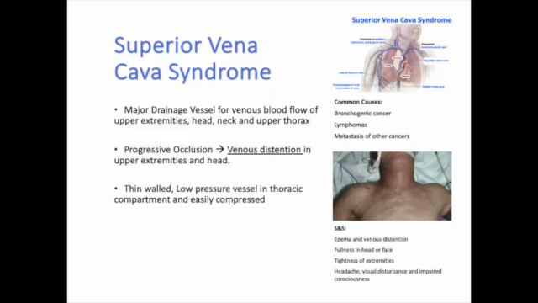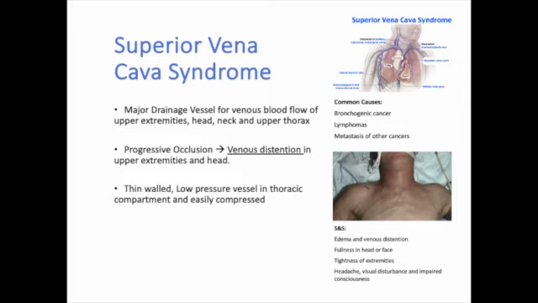Superior vena cava syndrome is often a syndrome that's difficult for students to understand, and it is not a disease process itself, but a result from compression. And oftentimes, it's actually compression of tumors. Now, remembering that the superior vena cava is a major drainage vessel for our venous blood flow of the upper extremities, our head, our neck, and the thoracic area.